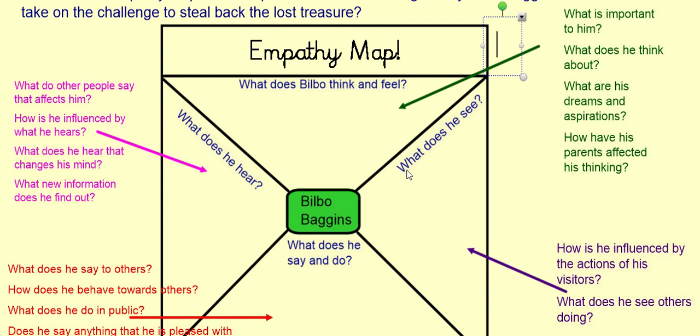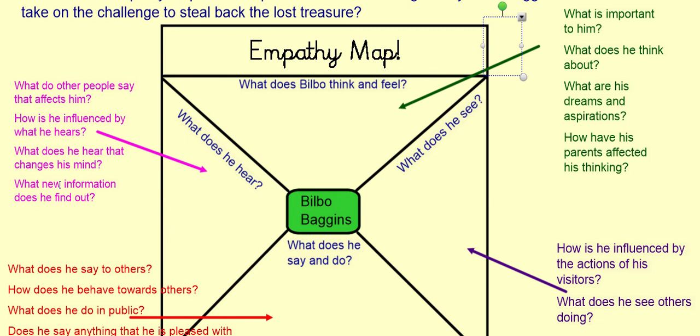Now that you've done that, we're going to go on to our next question. What does he hear? So what do others say that affects him? How is he influenced by what he hears? What does he hear that changes his mind? And what new information does he find out? So again, what do the dwarves and Gandalf say to him that affects him?